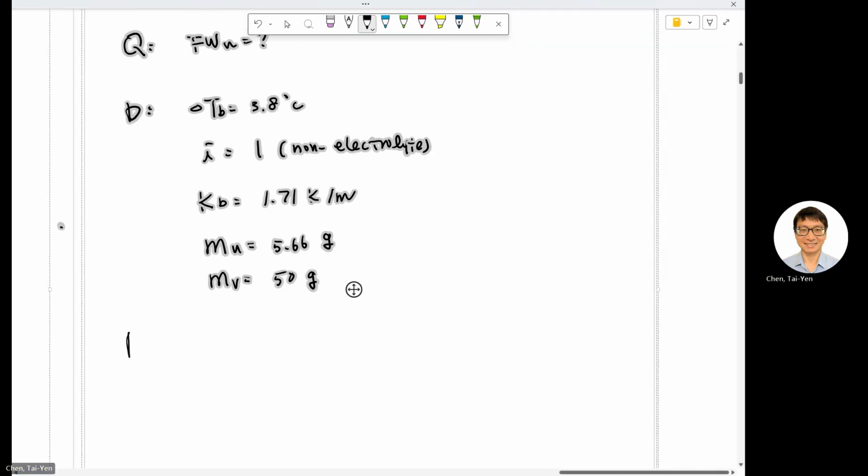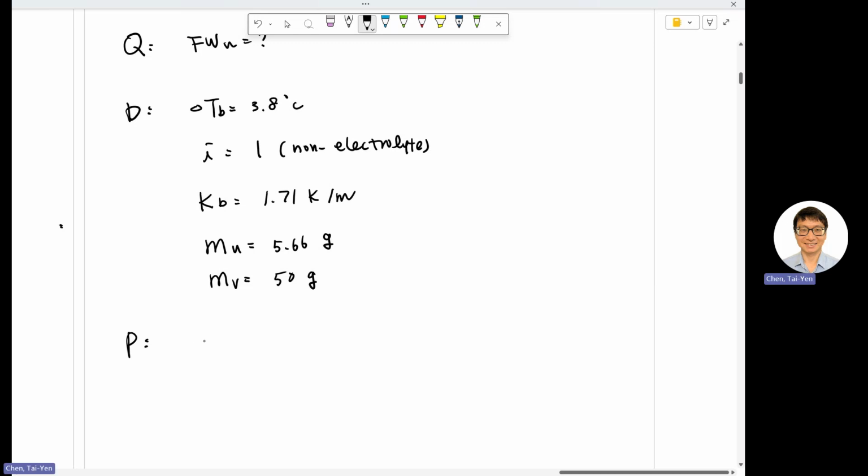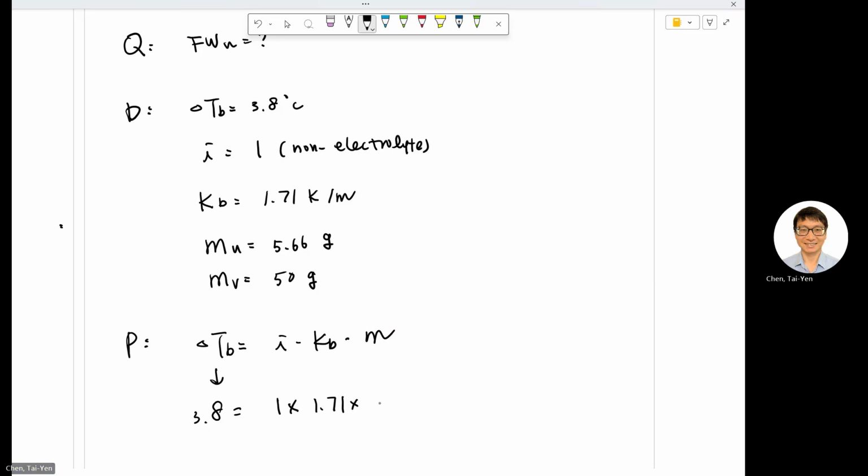Then you know your delta TB equals I times Kb times m. Delta TB is 3.8, I equals 1, Kb is 1.71. Then you want to actually calculate your molality, right? You know the definition of molality, which is the mass of your solute divided by the formula weight of your solute, over the mass of your solvent divided by 1,000 to become kilogram. Okay.